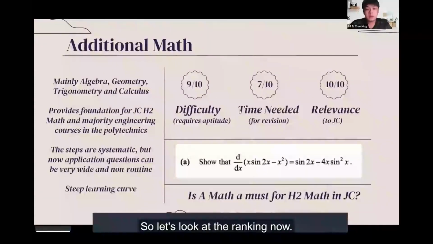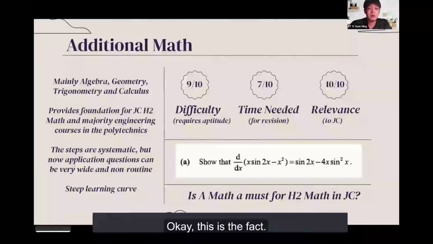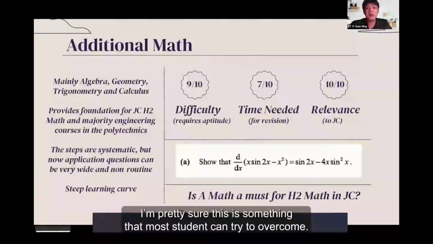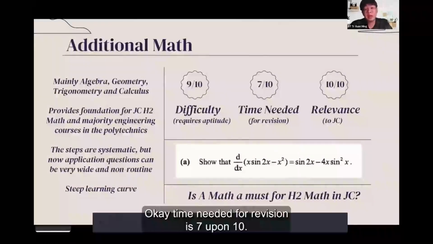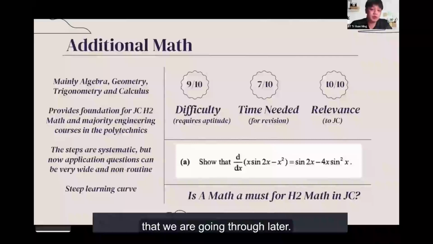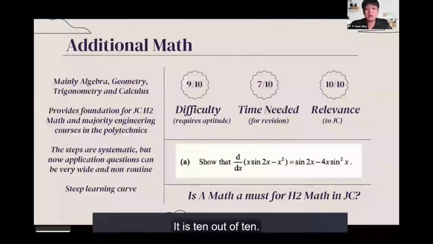So let's look at the ranking now. Difficulty wise, we rank it 9 upon 10, because it requires aptitude. Not everybody can handle A-math, this is a fact. But of course, with some consistent effort and studying smart, I'm pretty sure this is something that most students can try to overcome. Time needed for revision is 7 upon 10. This ranking is relative to the other subjects that we're going through later. And the relevance to JC, in our opinion, is 10 out of 10.